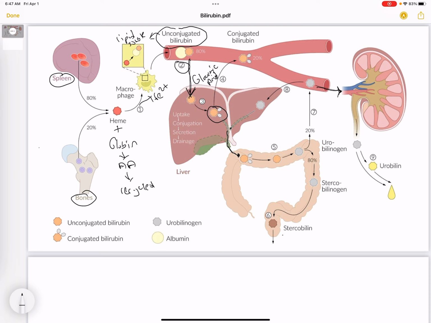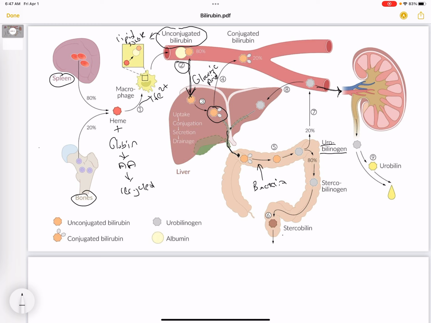Now, in this small intestine, it is going to be acted on by bacteria, and the bacteria is going to take off that glucuronic acid, and now that conjugated bilirubin is going to be called urobilinogen. Urobilinogen is lipid soluble, and now it is going to need albumin if it wants to go back into circulation, because it needs albumin for it to be transported in the blood.